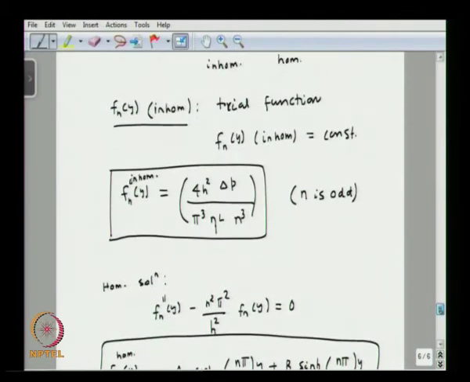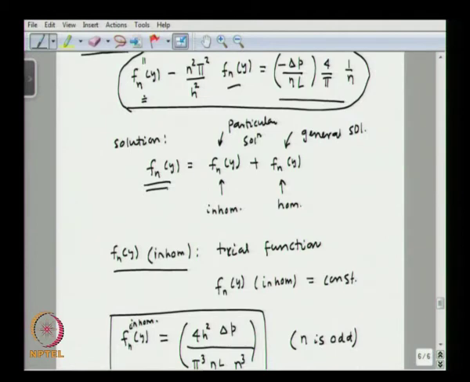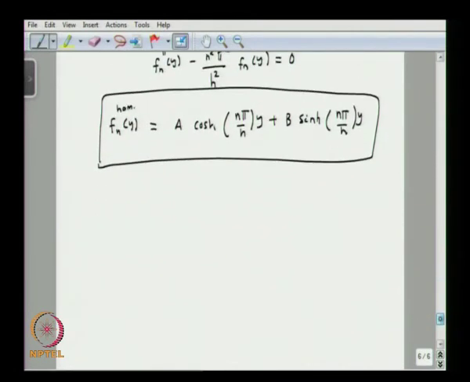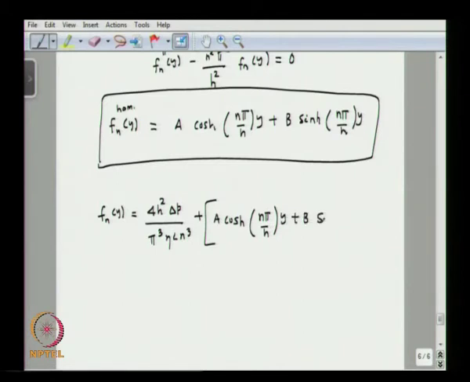So, we can write the total solution here. Okay. So, you can write the total solution f_n(y) will be equal to 4 h square into delta p divided by pi cube eta L n cube plus a cosh(n pi over h into y) plus b sinh(n pi over h into y).